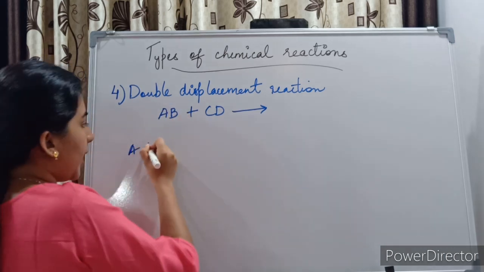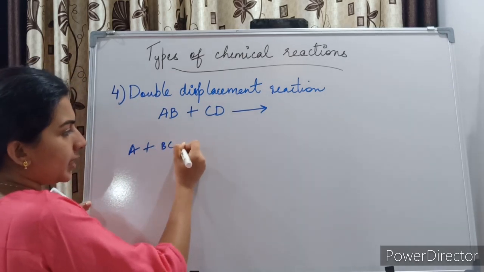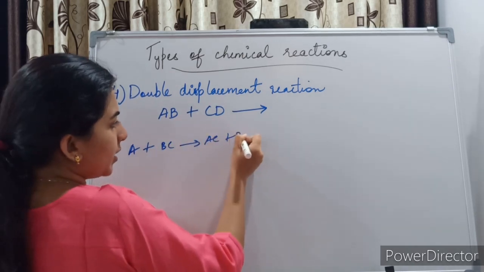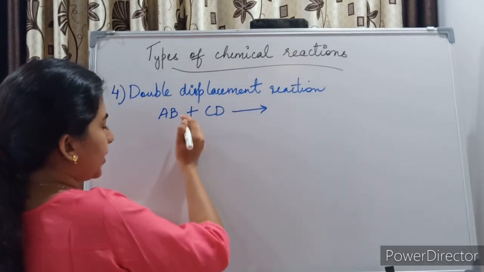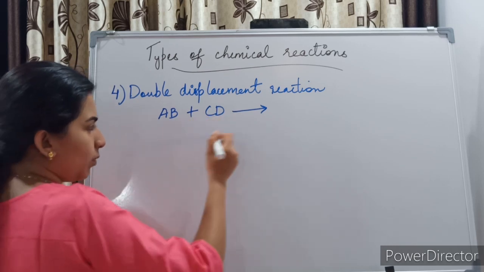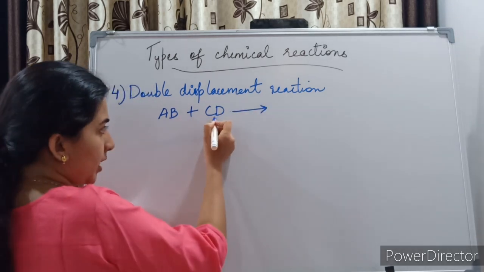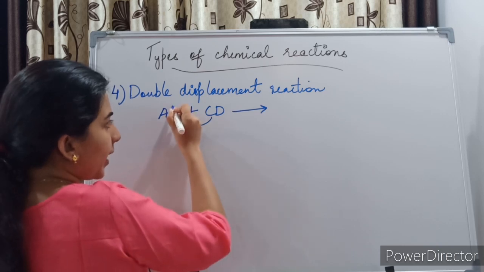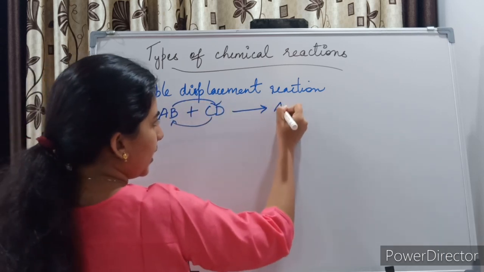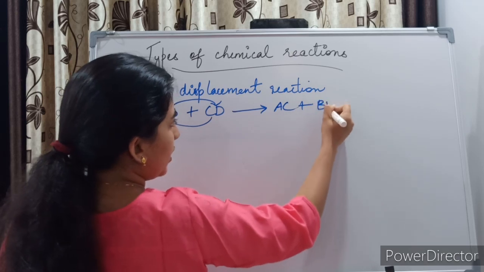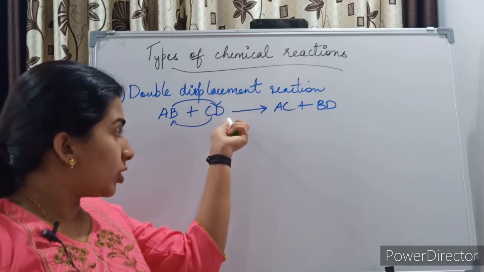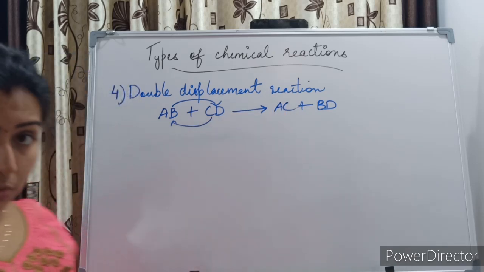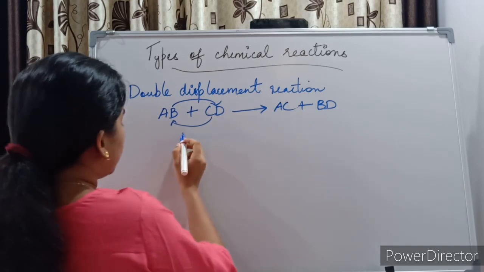What was the case? A plus BC gives AC plus B. But here the case is just reverse. AB plus CD: they just exchange. C will be transferred here and B will be transferred here. AC plus BD will be the product. So two compounds are reacting with each other and they just exchange their ions. I will explain with an example.